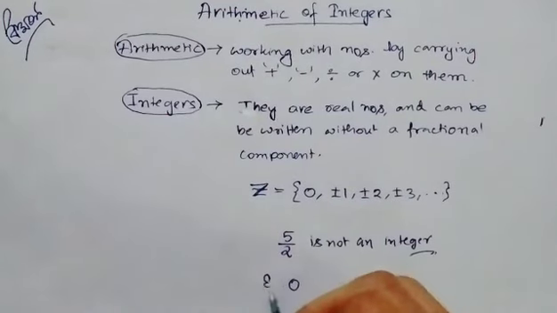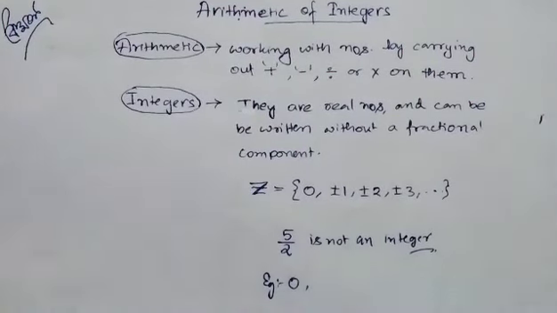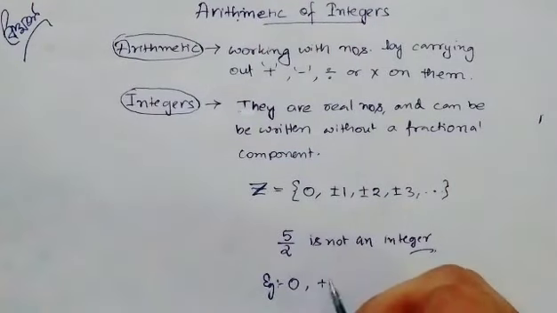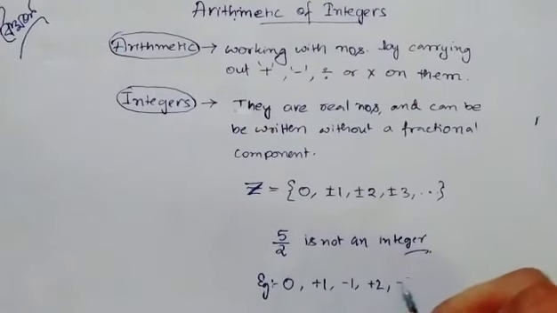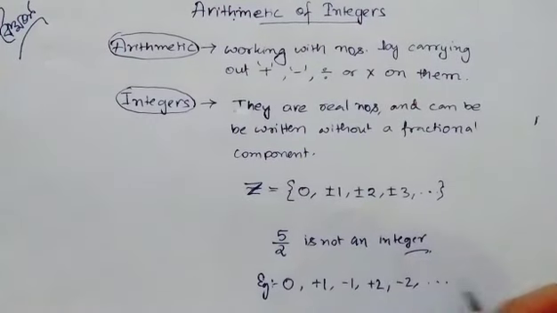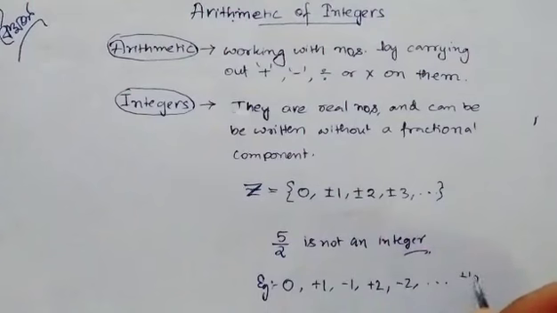Examples of integers, for your convenience: 0. We can write plus 1 or minus 1, then plus 2, minus 2. So these are integers. You can write plus 100 and minus 100. So these are integers, okay.